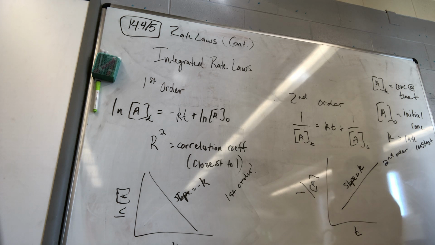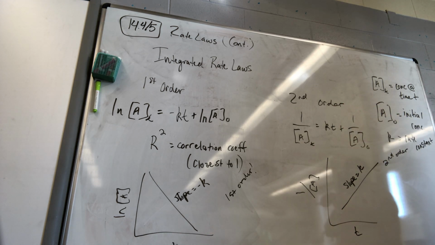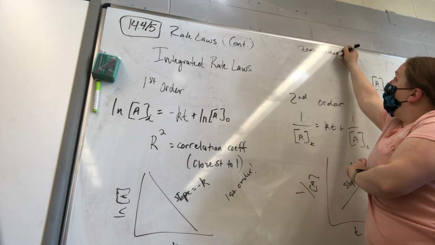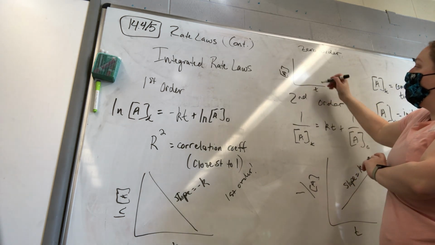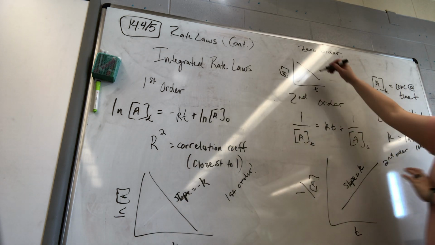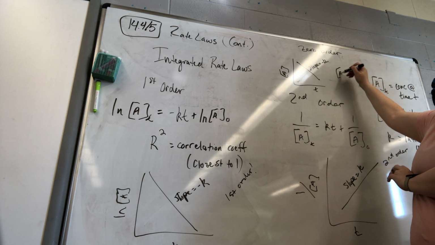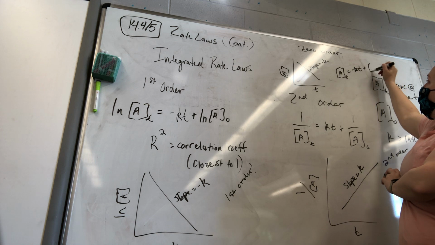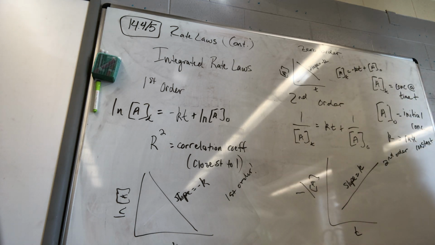What other questions? We good? Okay. The last one was zero order. What did a zero order look like? So zero order was the very basic concentration versus time, and it would have a negative slope if it was zero order. And it's just straight. So you wouldn't have to manipulate data if something was zero order.